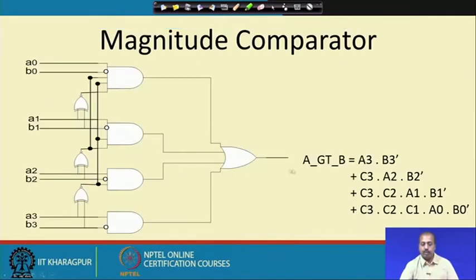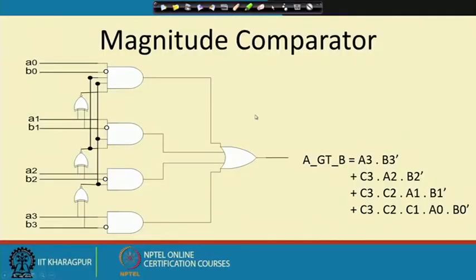So, the final expression becomes like this. A greater than B is A3 B3 dash plus C3 A2 B2 dash plus C3 C2 A1 B1 dash plus C3 C2 C1 A0 B0 dash, and this can be realized by this circuit. You see that we have got a very clean circuit here, and we do not take help of the Karnaugh map and all. Sometimes that process makes it very difficult, and we have to use some other logic to come to the circuit.